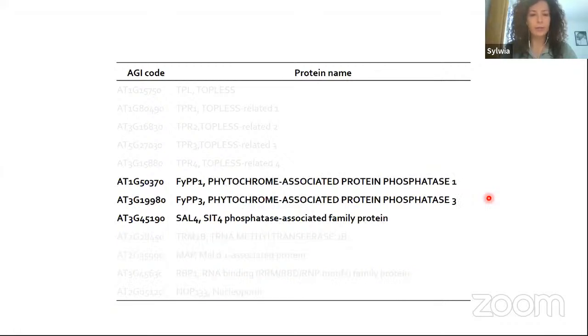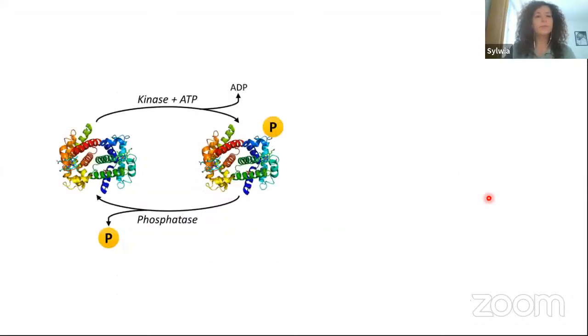And in this talk, I will focus only on the 3 interactors that are marked here, which are FYPP1, FYPP3, and SAL4. And those are part of a protein phosphatase. So protein phosphorylation is one of the most studied protein post-translational modifications, in which the phosphoryl group from ATP is attached to serine, threonine or tyrosine of the protein by a kinase, or is then removed by a phosphatase. And protein phosphorylation can change protein structure, localization or function.